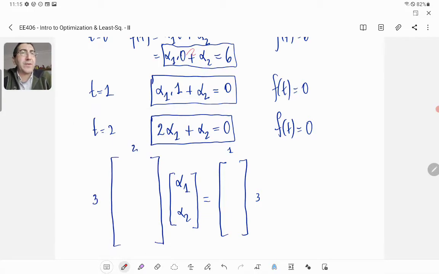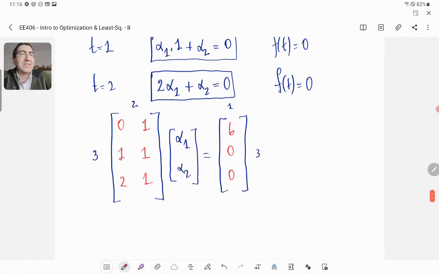So from the first equation, 0 times alpha 1 plus 1 times alpha 2 is equal to 6. 1 times alpha 1 plus 1 times alpha 2 is equal to 0. And finally, 2 times alpha 1 plus 1 times alpha 2 is equal to 0. So you see, that's my equation over here. Okay, let me erase these dimensions from here. So that's my A times alpha is equal to B equation.